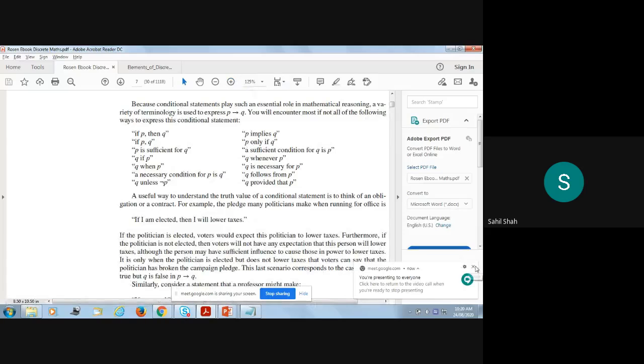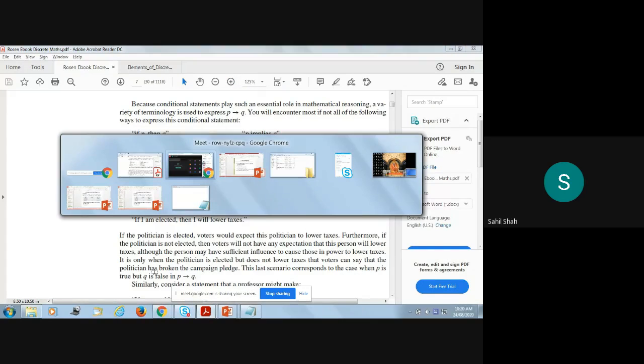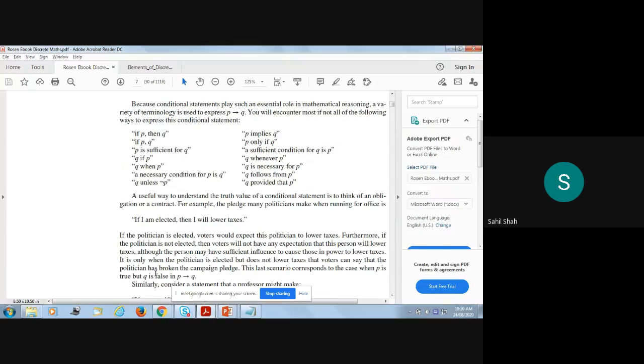This should be visible. This is from your Kenneth Rosen book only. If this is visible, observe that we are using a notation P arrow Q. This P arrow Q stands for P conditional Q. How to write this P conditional Q? We are writing if P, meaning some condition, then Q. This basic form we have seen during our earlier lectures.